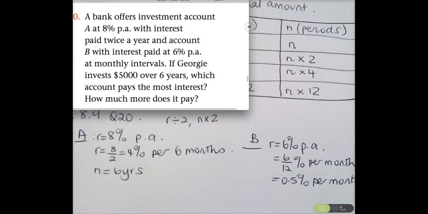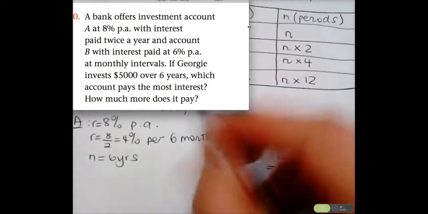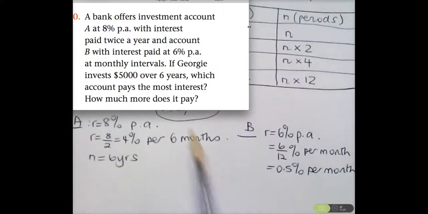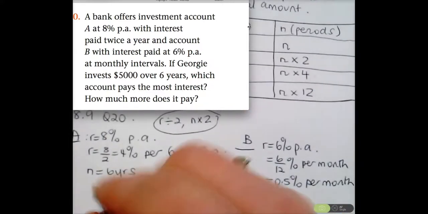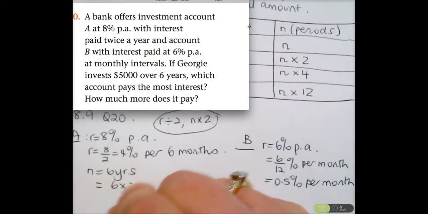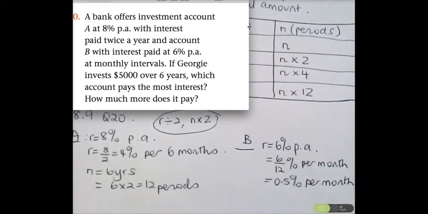Yeah, they're two different accounts. So the first one, account A, we know it's 6 monthly, so we've got to do the rate divided by 2 and N times 2. So N was 6 years, but I have to go 6 times 2 is 12 periods of 6 months. Does that make sense? So what I like to do actually, I like to write my R first and then my N, and then I divide my R by 2, and then I times my N by 2.